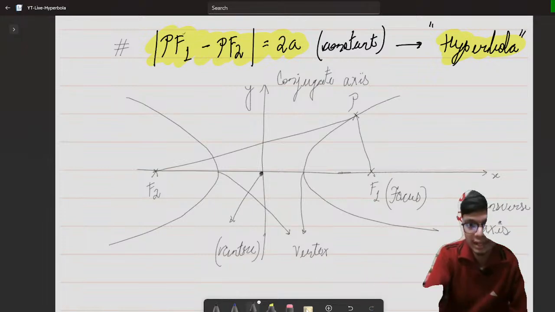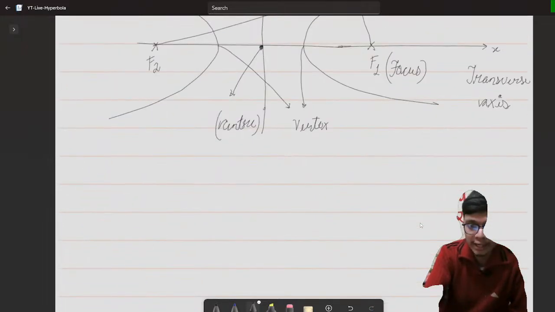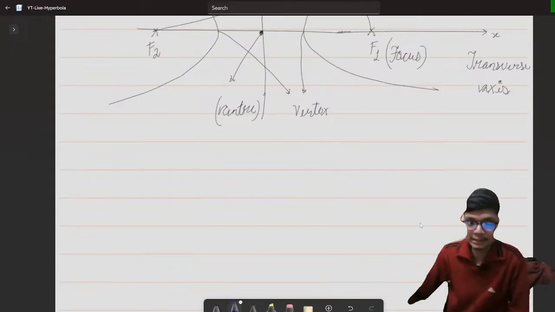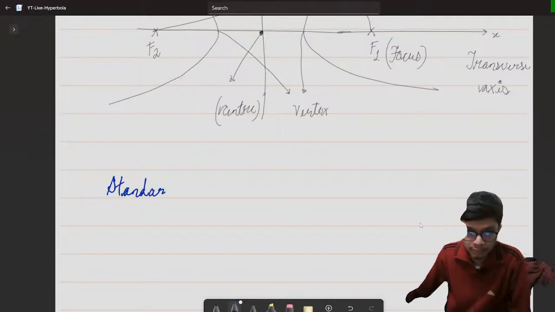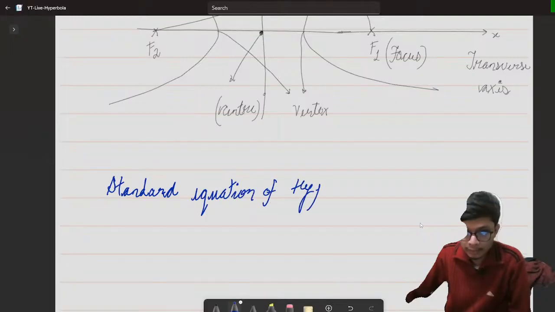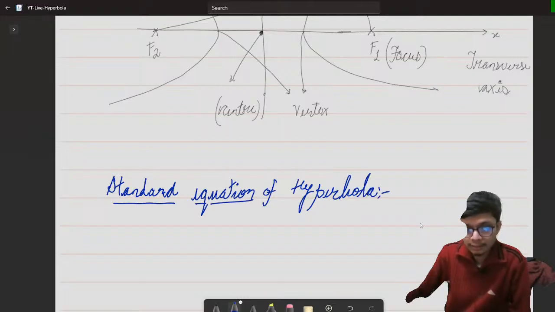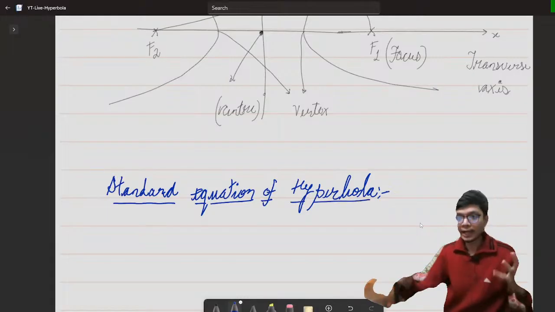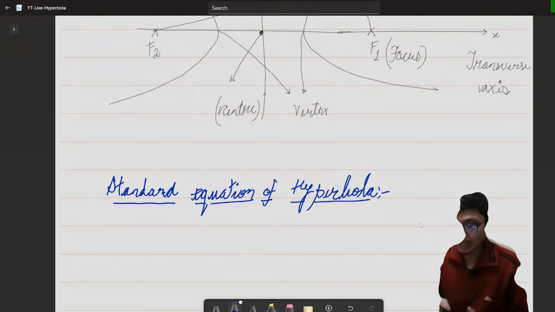With this basic understanding, let's now dive into discussing the standard equation of a hyperbola. So if I talk about the standard equation of a hyperbola, let us try to derive the standard equation of the hyperbola. So how can I do that?